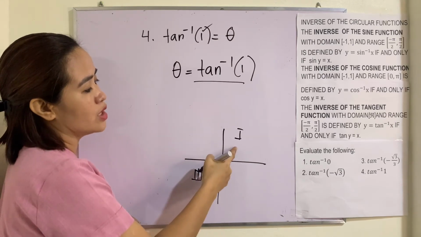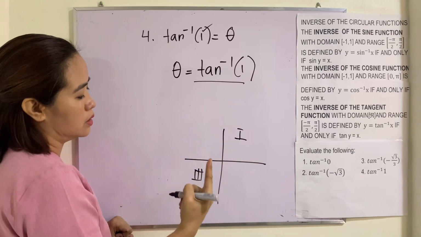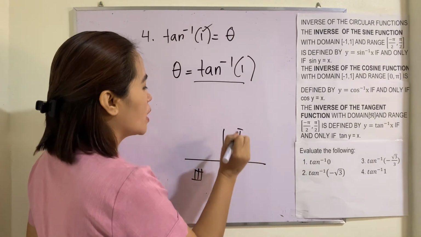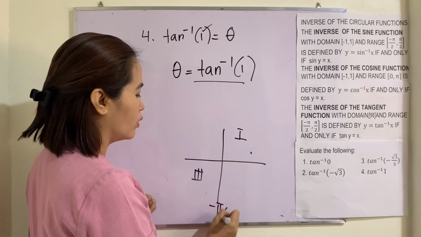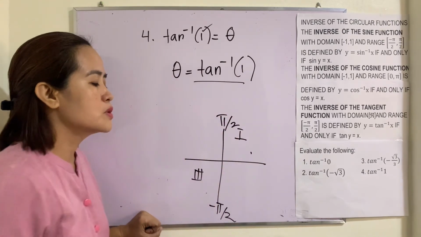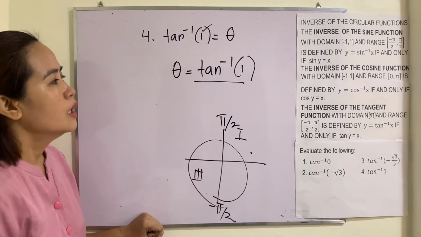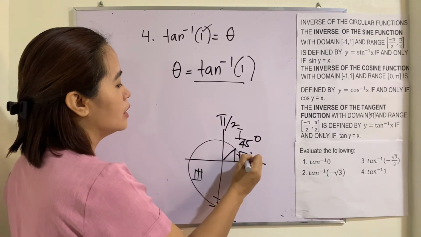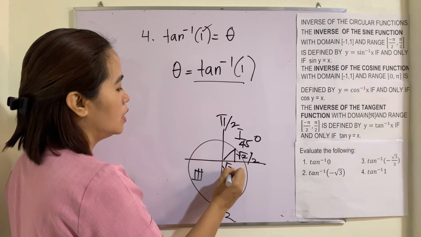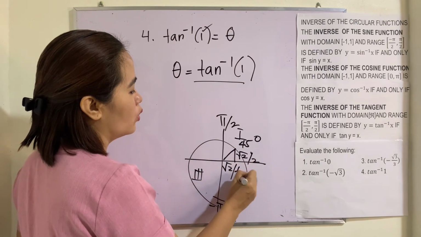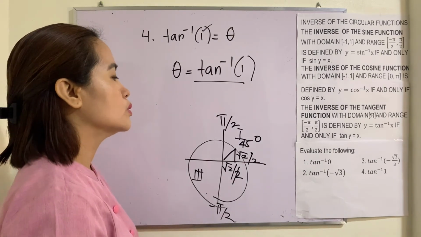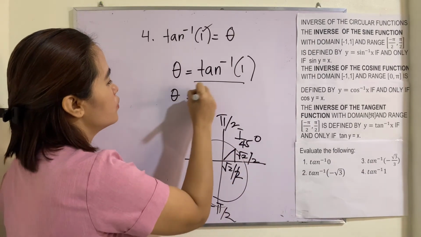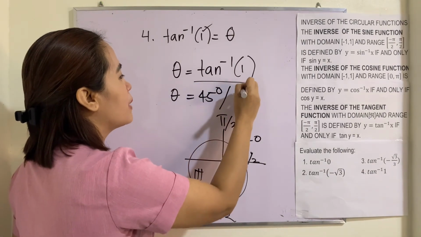Because the tangent function in quadrant 2 and in quadrant 4 is negative. So therefore, I will be choosing quadrant 1 because it is from negative pi over 2 up to positive pi over 2, using of course the unit circle. So therefore this one is 45 degrees. Why? Because we know that the sine and the cosine function in 45 degrees are both equal to square root of 2 over 2. So square root of 2 over 2 over square root of 2 over 2 is equal to 1, and that is equivalent to 45 degrees or pi over 4.